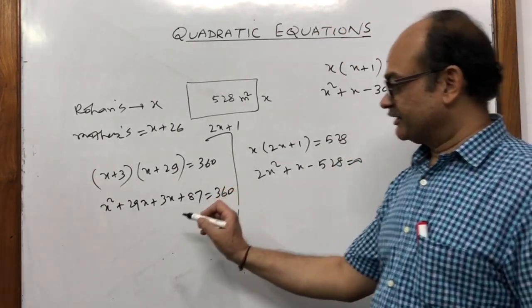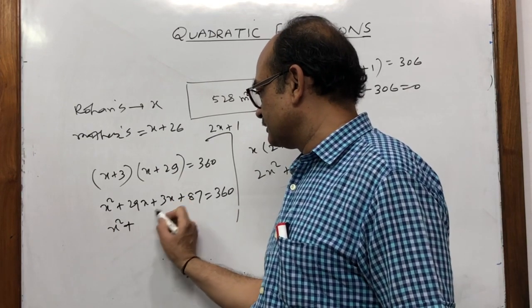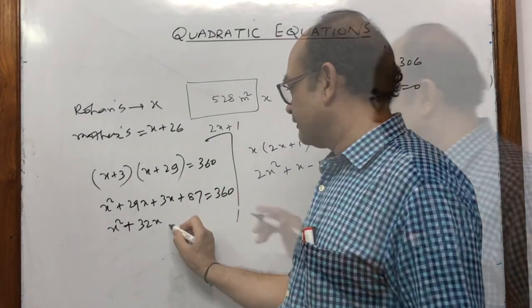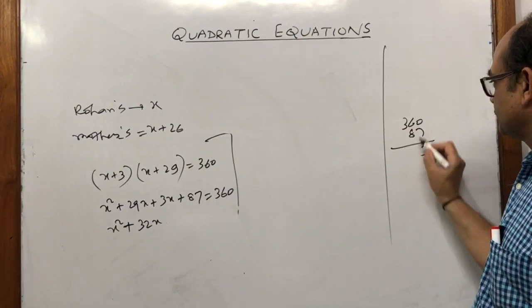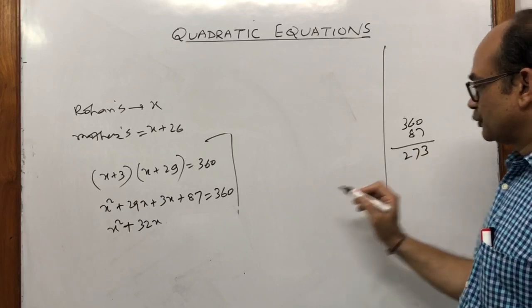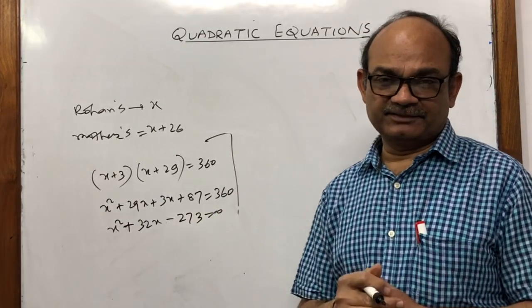Correct? So the equation finally is x square plus 32x minus 360 minus 87, use rough column, 273 with the minus sign. That is the quadratic equation.